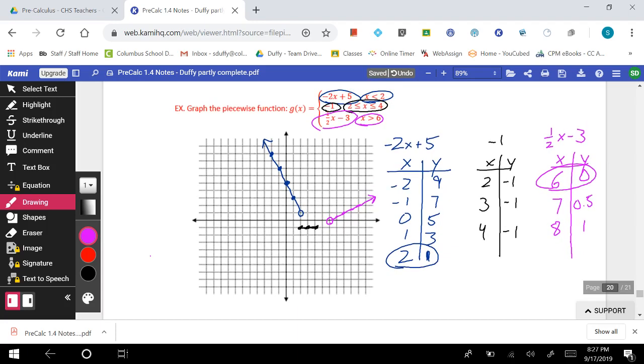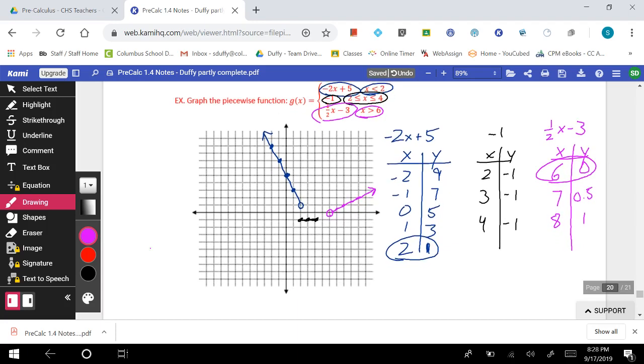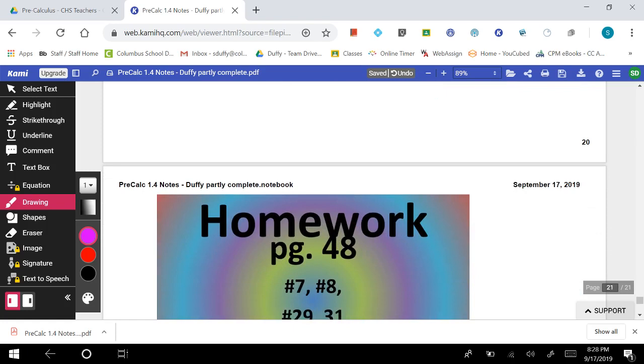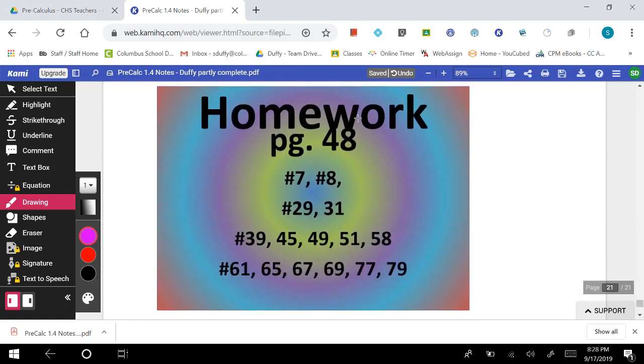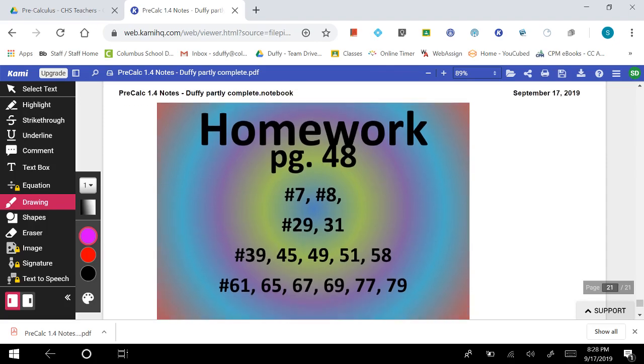Please do your homework. This is your homework. It's not too bad, but please do those piecewise functions because they are hard. We'll practice them together when I get back, probably Thursday and Friday. We'll do a couple of each day.